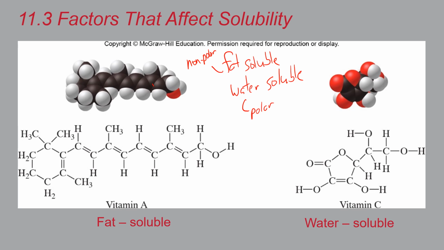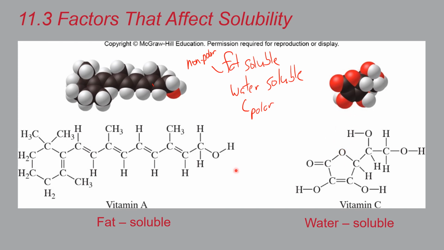So the structures are kind of critical here. The vitamin A is made up almost exclusively of carbon-hydrogen bonds. You've got this one OH group here to give you some polarity, but mostly it is just carbon-hydrogen bonds, and they are not polar at all. Vitamin C, on the other hand, has a whole bunch of OH groups, which means it is very polar and capable of quite a few hydrogen bonds, which is why it is very water soluble.